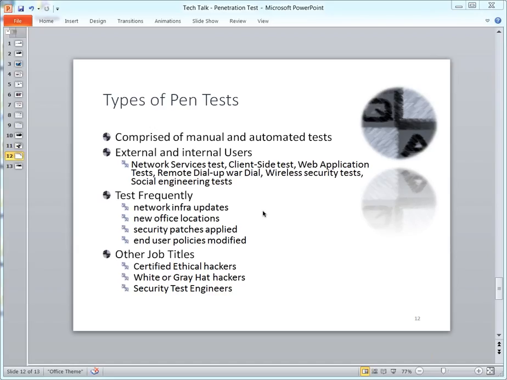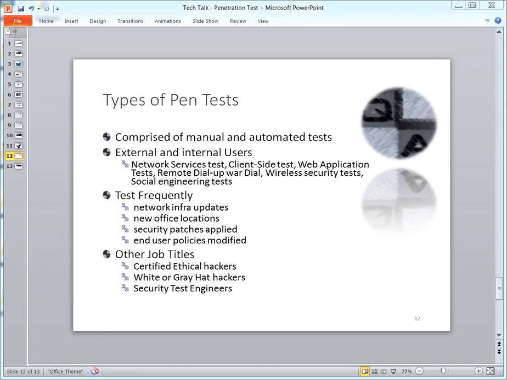Security patches get applied. People move offices. They go to a new location. The network's set up differently. End user policies get modified. There's a lot of things involved that could potentially outdate your test if you ran it before. So having the opportunity to run these often and frequently, in a way that you're constantly checking the network and reporting if there's any holes, is really important.